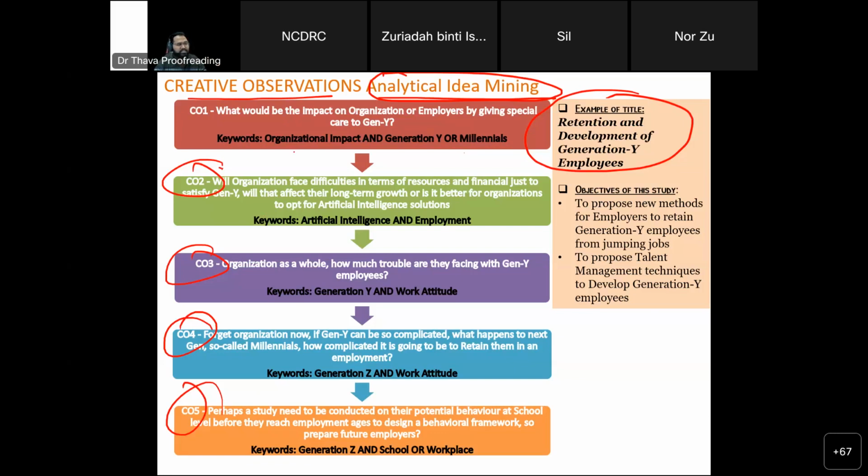Before we get to that, these are the keywords: organizational impact, generation Y, millennials. And then this whole thing is known as a search string. My handwriting is very poor, sorry. This whole line, this whole thing is called a search string. This one is a keyword, this one is a keyword, and this one is also a keyword.